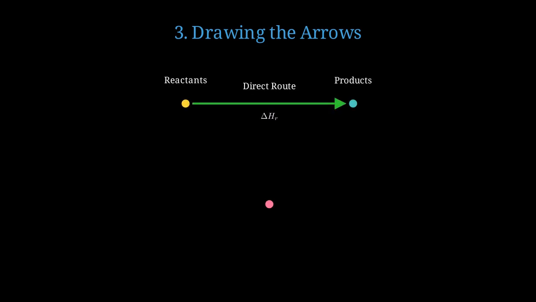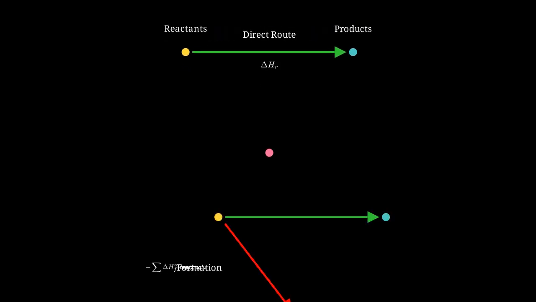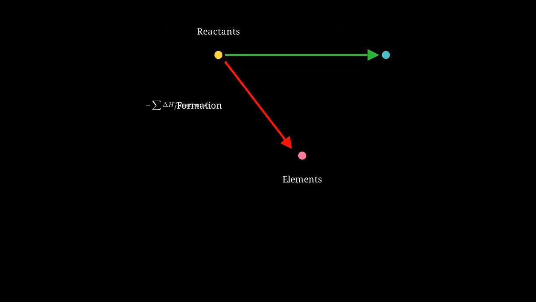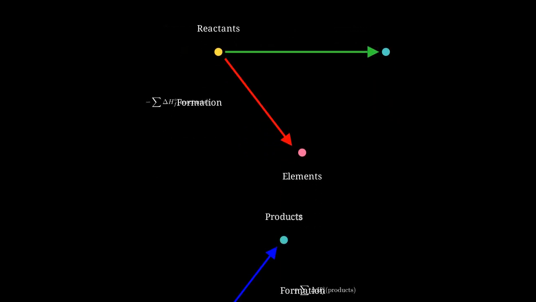Now let's add arrows to show the different pathways and what they represent. The horizontal arrow at the top represents the direct route from reactants to products with enthalpy change delta HR. The left downward arrow shows breaking reactants down into elements, which is the negative sum of formation enthalpies of reactants. The right upward arrow shows forming products from elements, which is the positive sum of formation enthalpies of products.